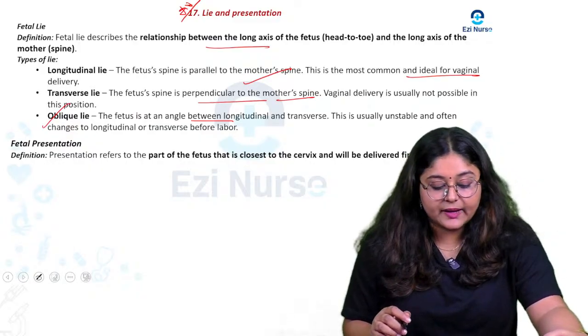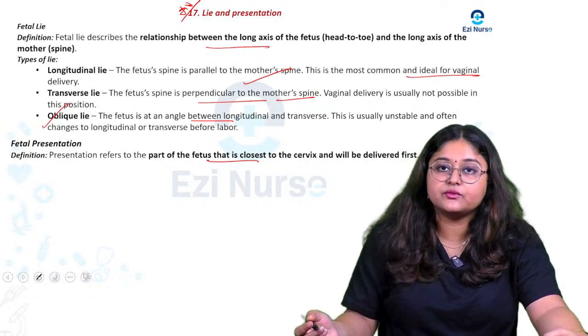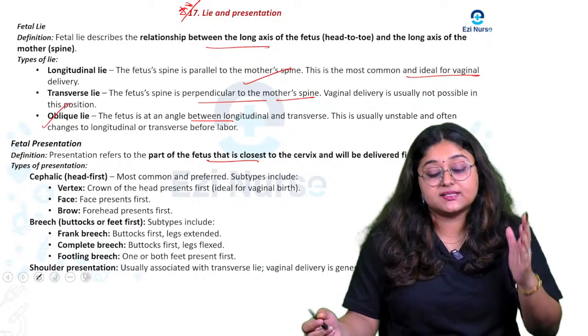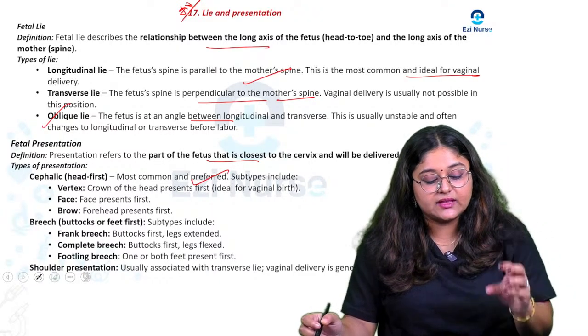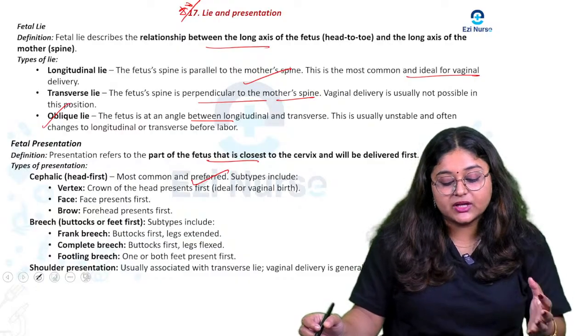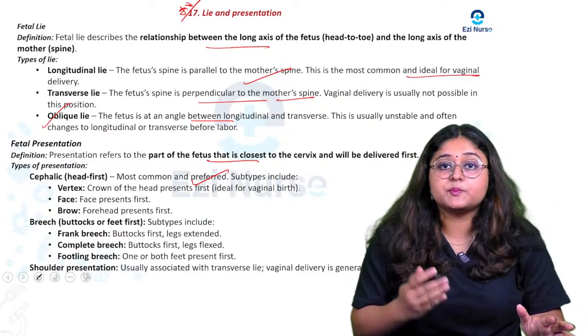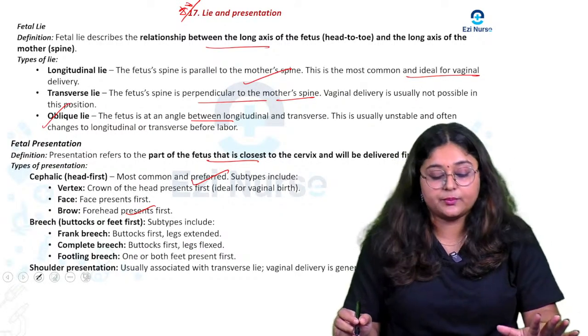Now come to fetal presentation. It refers to the part of the fetus that is closest to the cervix and will be delivered first. There are many presentations. First is cephalic presentation, which is the most common and preferred. In vertex, the crown of the head presents first, at the birth side. Next is face presenting first, and brow, the forehead, presenting first. These are all under cephalic presentation.